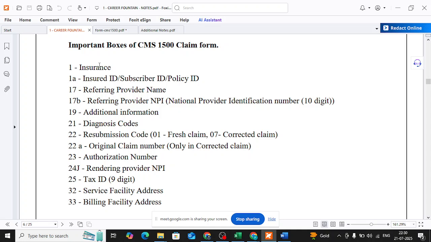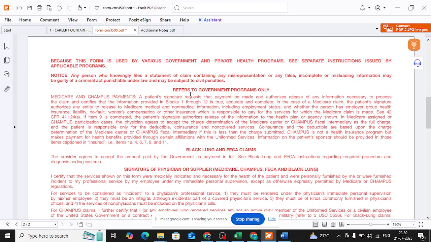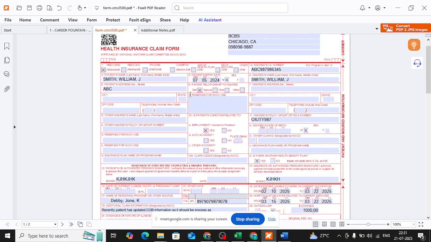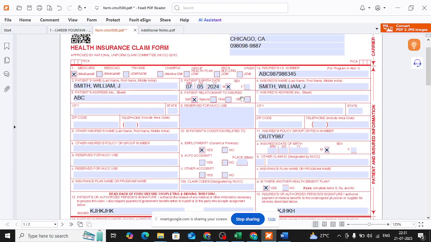You should not have to think if somebody asks you to tell about box number 17, and then 24J and 21, randomly switching here and there. You should be able to answer quickly, because they want to know whether you have good knowledge of the CMS 1500 form, and whether you open this claim form every day, if you are going as an experienced candidate. So this is about the CMS 1500 form. It has 33 boxes. You can print it and stick it on your wall if you have that much time and dedication towards study. Definitely you should stick it up actually.